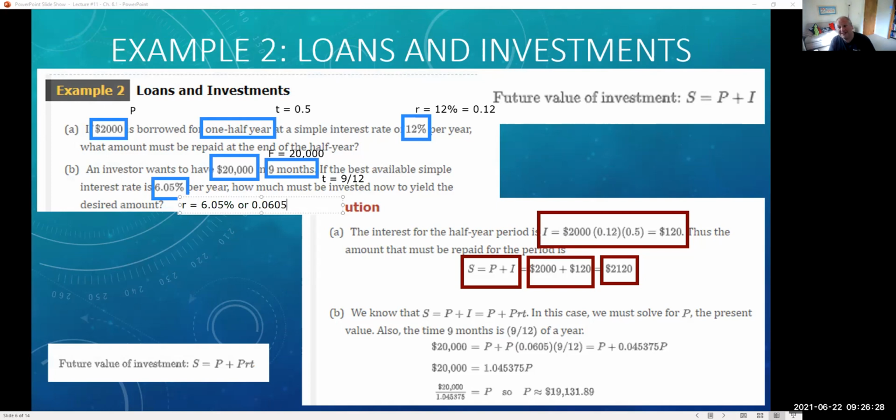Be careful about your decimal movement. We do have to move the decimal point 2 spots to the left, which means we have to include a new 0 in the 10th spot to show our rate. And now we're asking you, how much must be invested now?